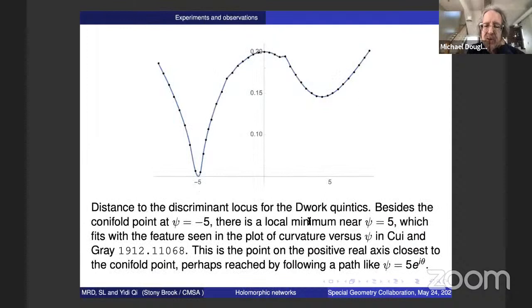And this is an example for the Dwork family as you vary psi along the real axis. So here's the conifold point. Here is another minimum of this proxy or measure of how close you are to the singularity, showing that there is a second minimum, which was observed in the work of Qui and Gray, that errors in these metrics also have a shape like this.